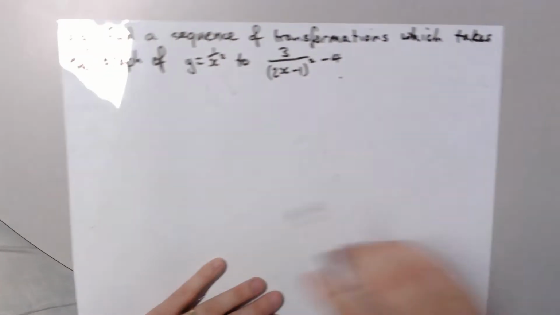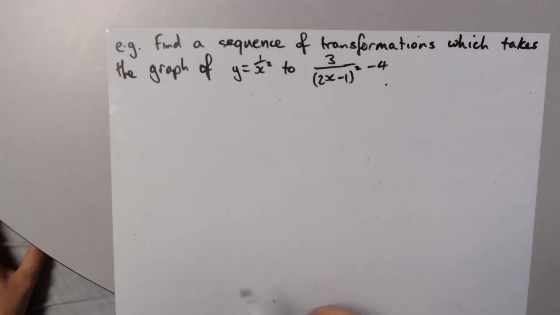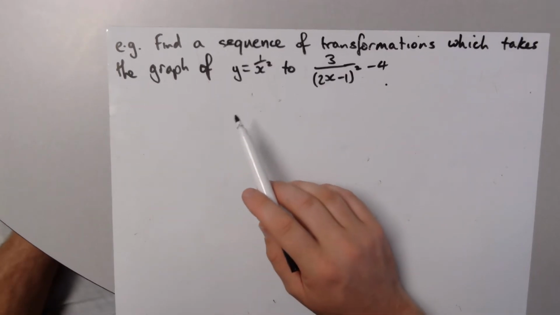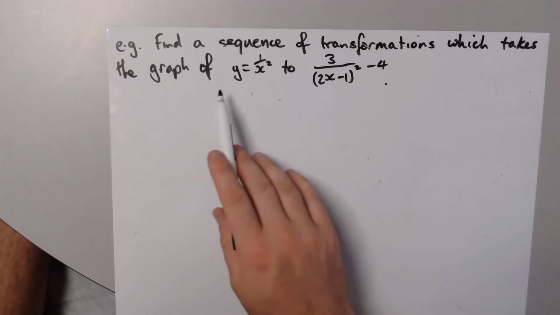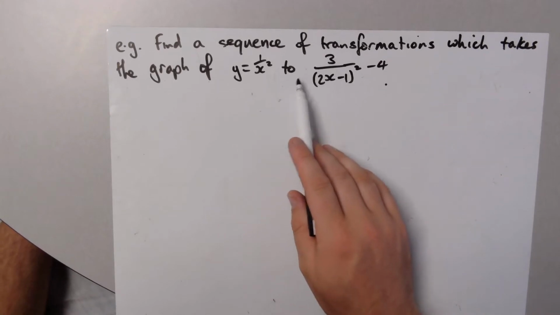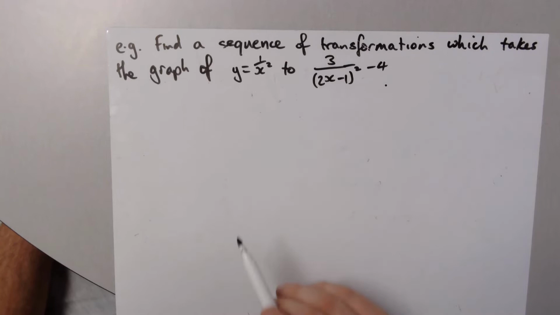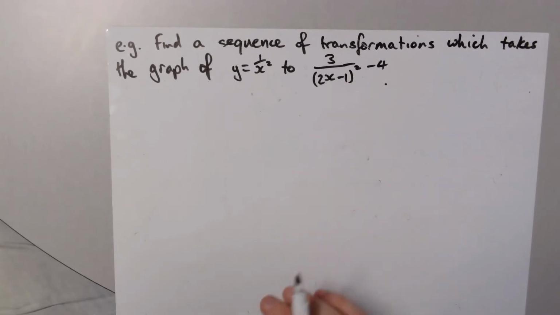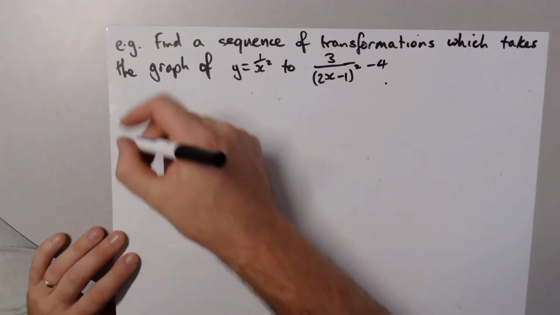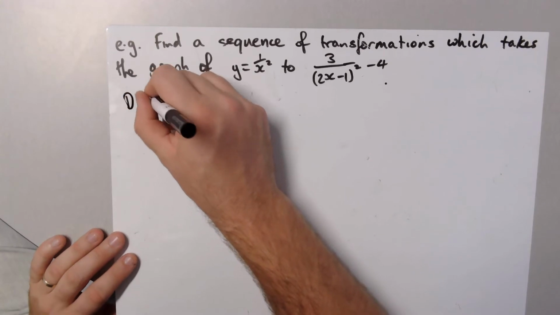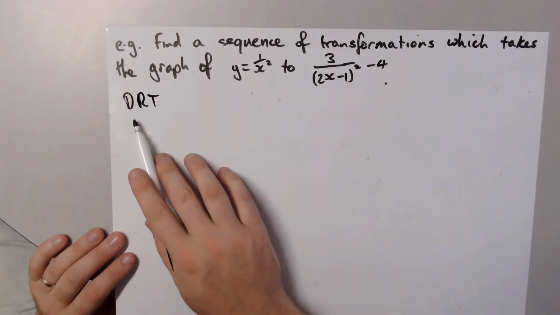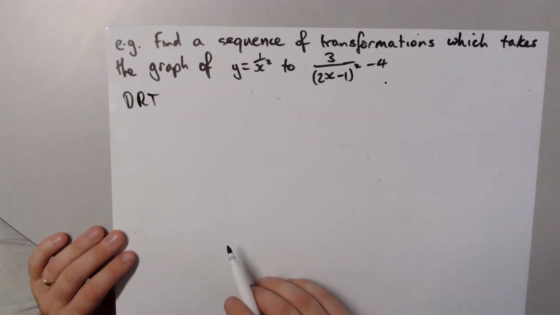We've got another worked example here that we're going to have a look at as well. We want to find the sequence of transformations which takes the graph of y equals 1 on x squared to 3 on 2(x - 1) squared - 4. A good order to stick with is what we call DRT, which is dilations, reflections, and translations.